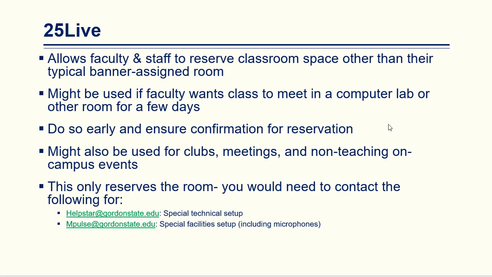Also, keep in mind that 25 Live only reserves the classroom space itself. If you need additional assistance, you want to make sure to put in a Help Start ticket, which is helpstart@gordonstate.edu, for special technical setup if you need extra computers or extra technical equipment in the room other than what is already set up in there. And if you need any facilities set up, including microphones, things like that, you would want to put in an Impulse ticket.